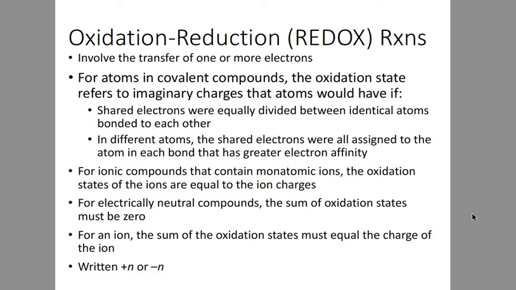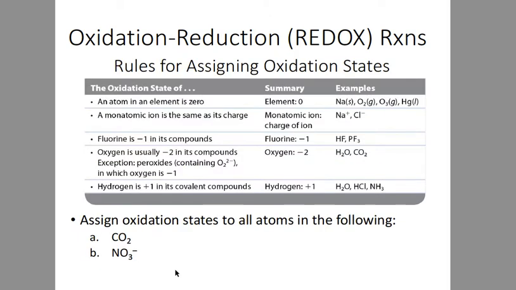A time when you would have a not electronically neutral compound would be something like a polyatomic ion, in which case the charge on the polyatomic ion has to equal the sum of the oxidation states. And then we will write them as plus the number or minus the number. So let's look at some examples.